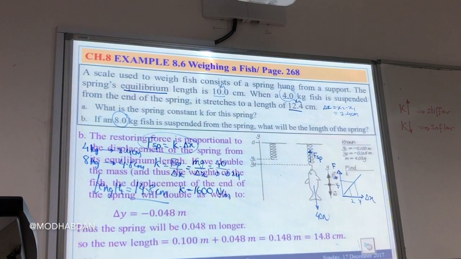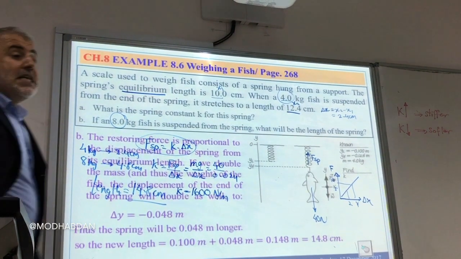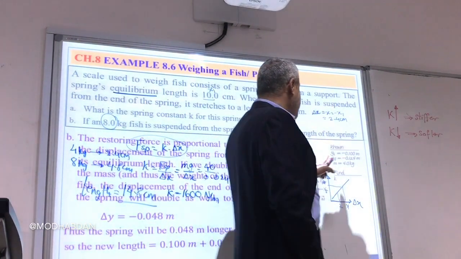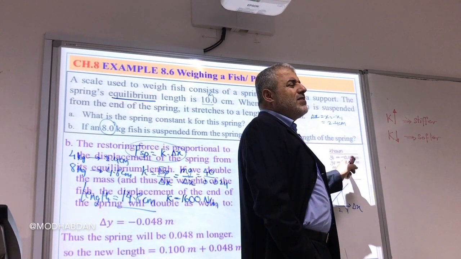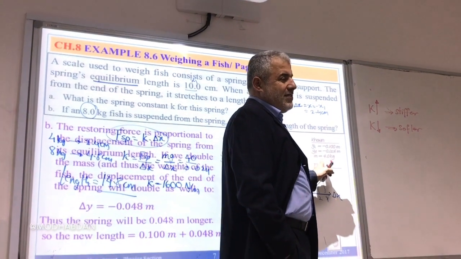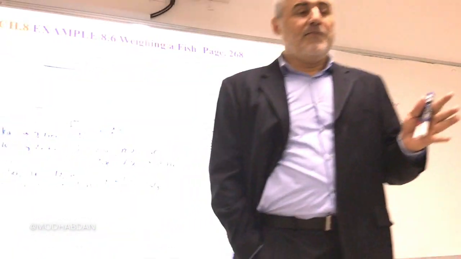Do you have any questions about this? I need to emphasize this. Please don't try to stick with these negative signs. Always, I need to say something: when the object is in equilibrium, you consider that the total force is equal to 0.